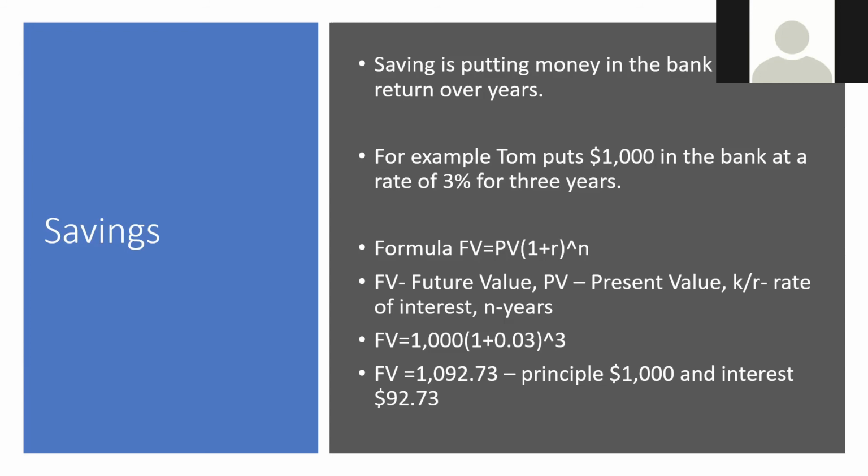Okay, so here we're going to talk about savings in terms of investing in a particular institution. So that's the main idea here. I would define it in light of this as putting money in a bank to yield a return over years. So say, for example, Tom puts 1,000 in a bank at the rate of 3% for 3 years.